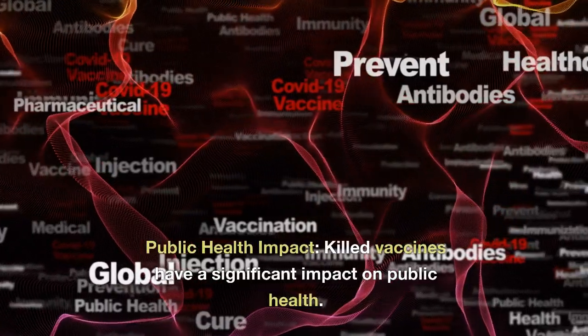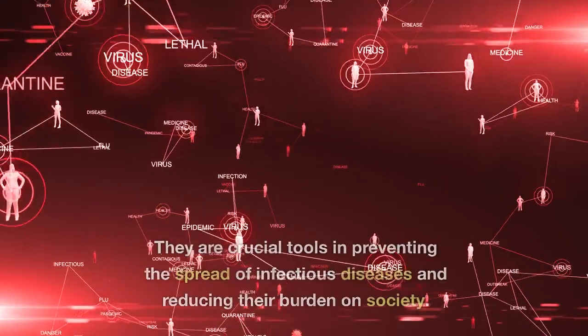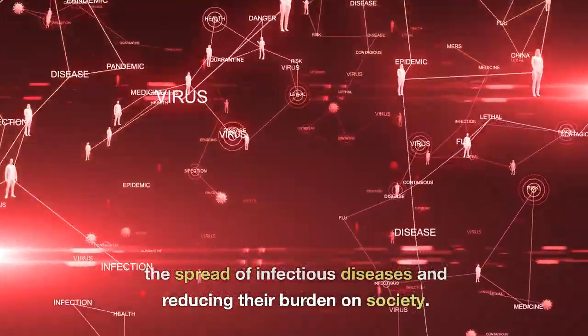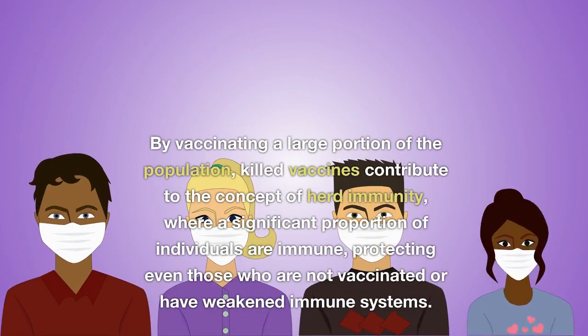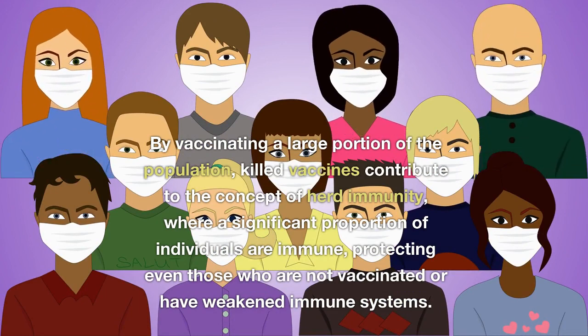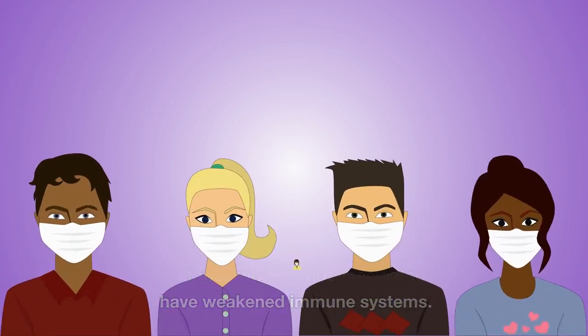Public health impact. Killed vaccines have a significant impact on public health. They are crucial tools in preventing the spread of infectious diseases and reducing their burden on society. By vaccinating a large portion of the population, killed vaccines contribute to the concept of herd immunity, where a significant proportion of individuals are immune, protecting even those who are not vaccinated or have weakened immune systems.